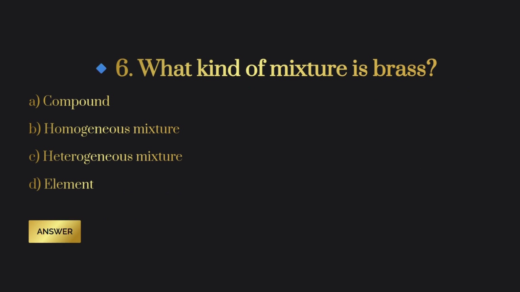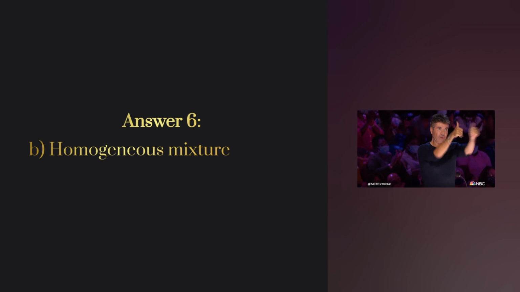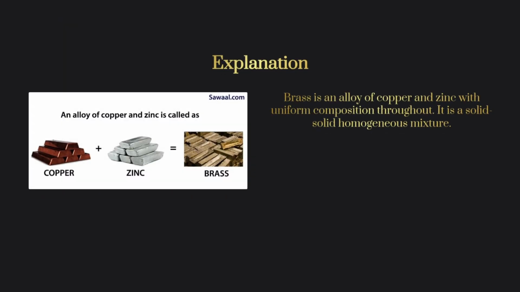What kind of mixture is brass? Is it a compound? Is it a homogeneous mixture? Is it a heterogeneous mixture? Or is it an element? So, the answer to the question is it is a homogeneous mixture. Brass is an alloy of copper and zinc with uniform composition throughout. So, it is a solid homogeneous mixture.